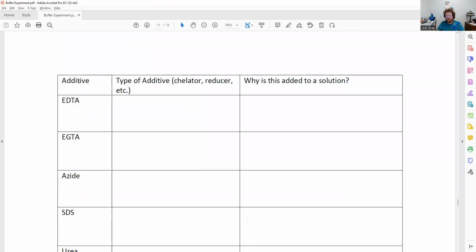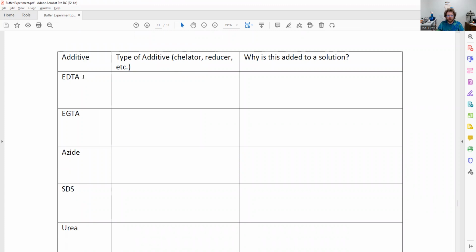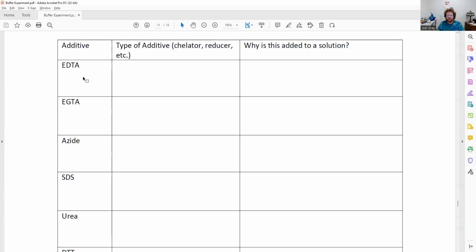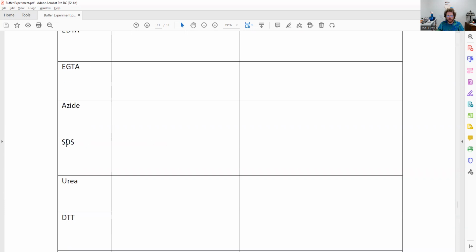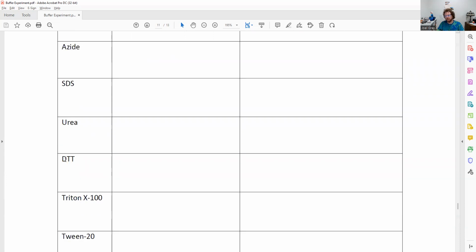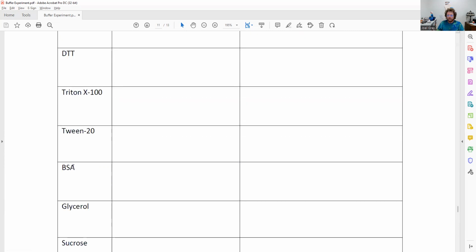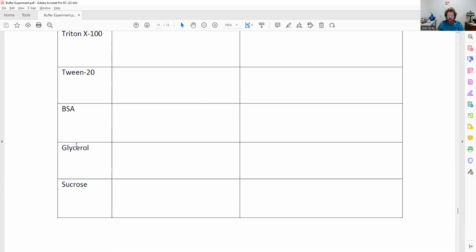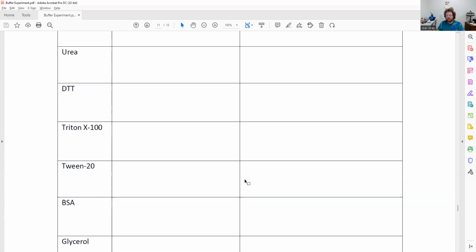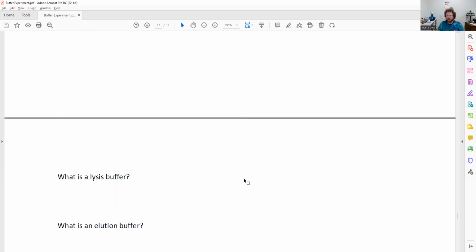Now, you can do this independently, outside of lab. Look up these different additives and figure out what kind of additive it is. EDTA, EGTA. Spoiler alert, those are both chelators. Azide, you might also find that as sodium azide. SDS, also known as sodium dodecyl sulfate. Urea, DTT, also known as dithiothreitol. Triton X-100, Tween 20. BSA, also known as bovine serum albumin. Glycerol, and sucrose. I want you to look up all those different additives and see what they are.